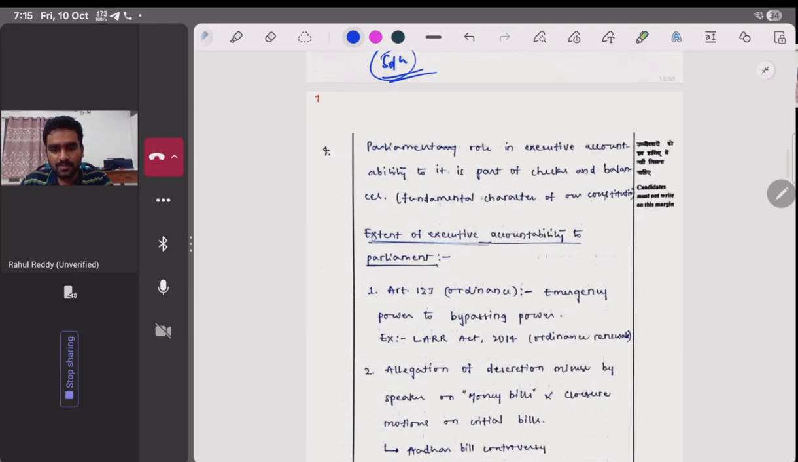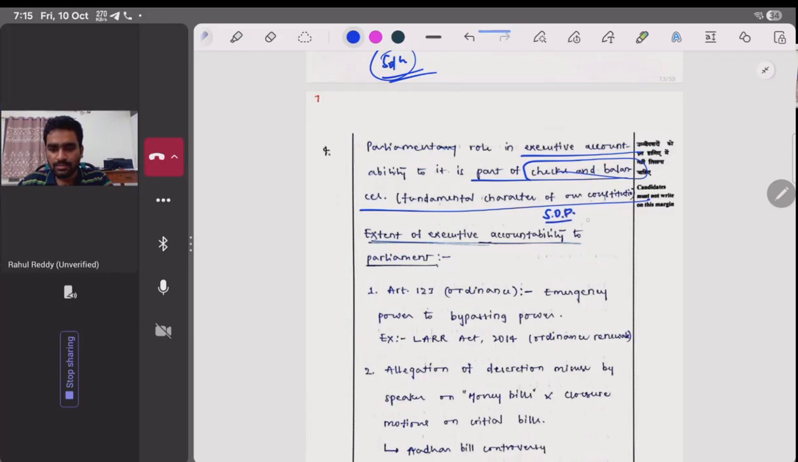Okay. Now look at the fourth question. To what extent, in your view, is the parliament able to ensure accountability of the executive in India? Parliamentary role in executive accountability to it is part of checks and balances of our constitution. ठीक है? इसको ही बोलते हैं, क्या बोलते हैं, चेक्स एंड बैलेंसेस, इसको ही बोलते हैं सेपरेशन ऑफ पावर.